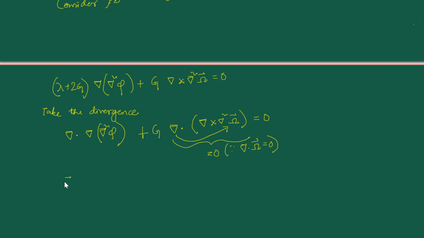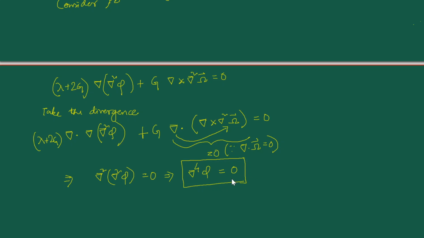So what we are left with from here, of course I have this lambda plus twice g here, I ultimately have that the Laplacian of the Laplacian of phi is equal to 0, which basically means that the biharmonic of phi is equal to 0. This is an important statement. And this gives you an idea that now we can attempt to solve this thing.